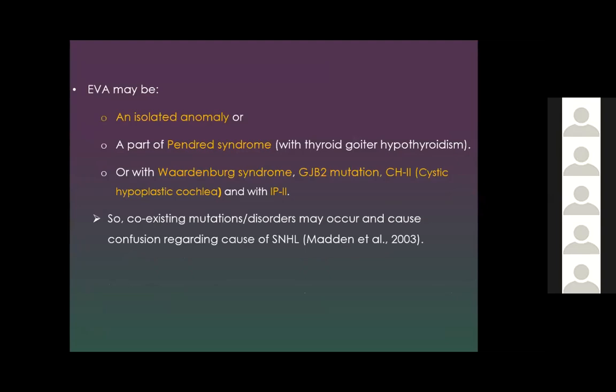An EVA patient may present with an isolated anomaly or as part of a syndrome like Pendred syndrome, or coexist with other syndromes like Waardenburg syndrome, gap junction beta 2, cystic hypoplastic cochlea, or incomplete partition type 2. So coexisting mutations and disorders may occur together, confusing what is the cause of sensorineural hearing loss in this patient.